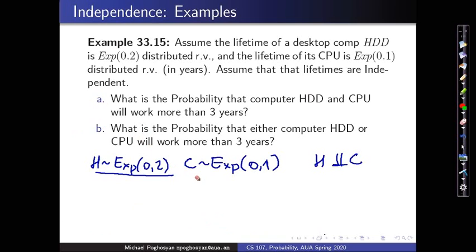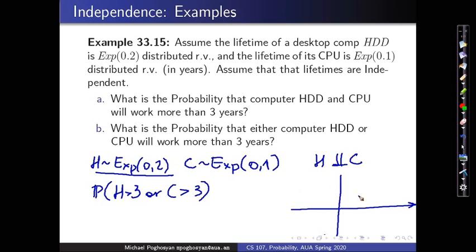What is the probability that either computer hard disk or CPU will work more than 3 years? So I'm asked to calculate the probability that H is larger than 3 or C is larger than 3. Well, I can use that union formula, so probability of this plus probability of this minus probability of intersection, and we have calculated in the previous problem those probabilities, or maybe we can do the second solution, geometrically.